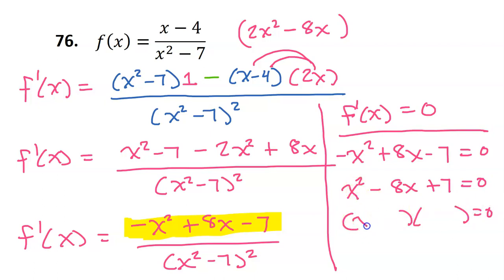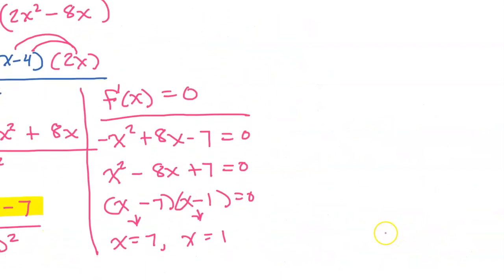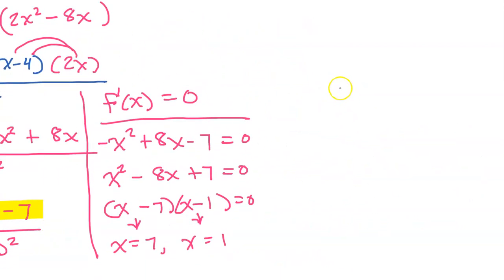So x squared will only factor as x times x. 7 will only factor as 7 times 1. If I need a negative 8 middle, I need both of these to be negative. And negative 7 times negative 1 is positive 7, so that works out. Setting each of these factors equal to 0, we get x equals 7 and x equals 1, but we need the y values that go with these x values. So we will think of it this way.